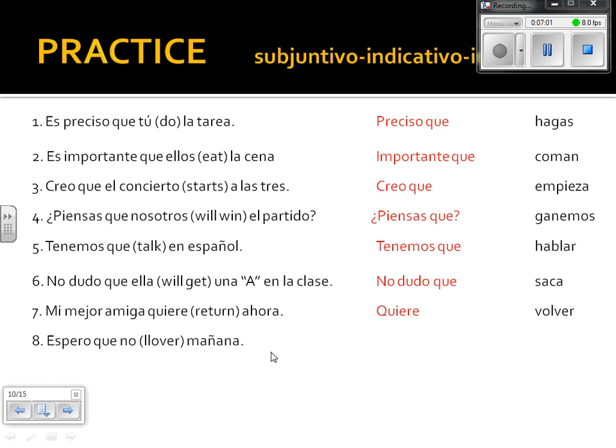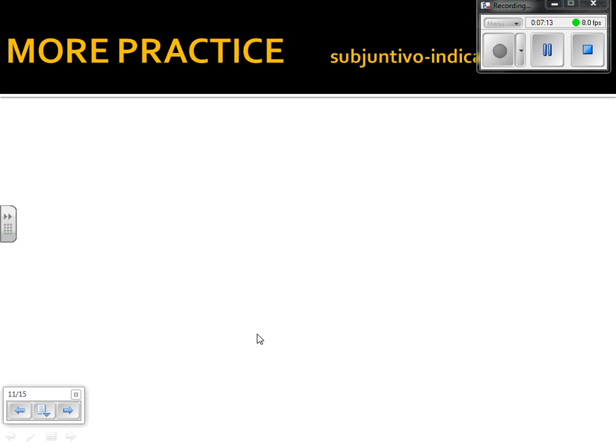And number 8. Espero que no llover mañana. The trigger phrase here is espero que. Since this is a weirdo verb phrase, the verb following must be in the subjunctive form, so the answer is llueva.